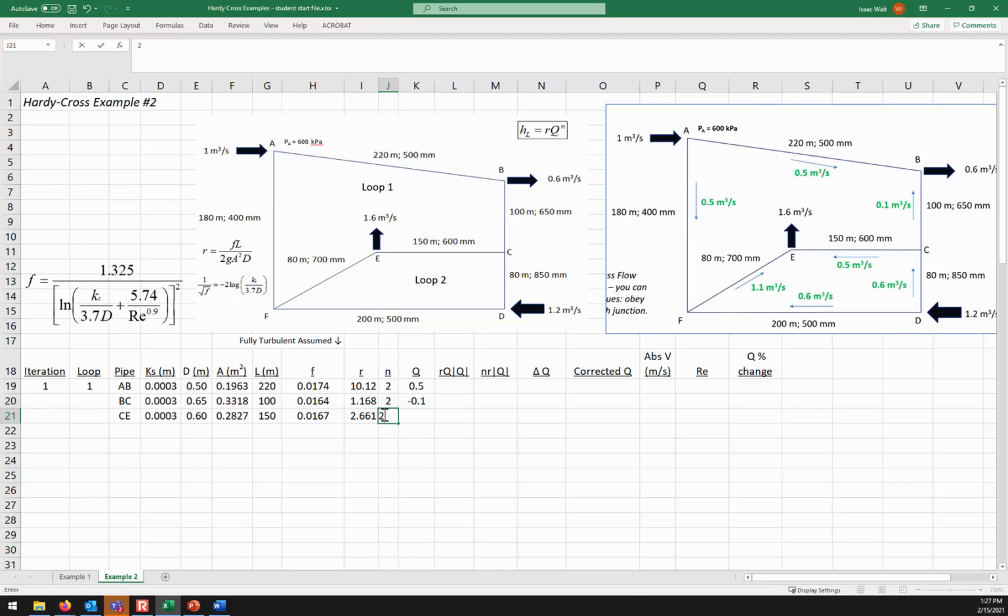N value is still 2. And then for the flow rate, since it's from the perspective of loop 1, it's clockwise direction, that's positive, so 0.5.